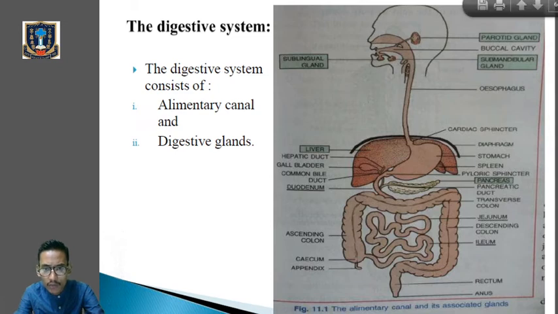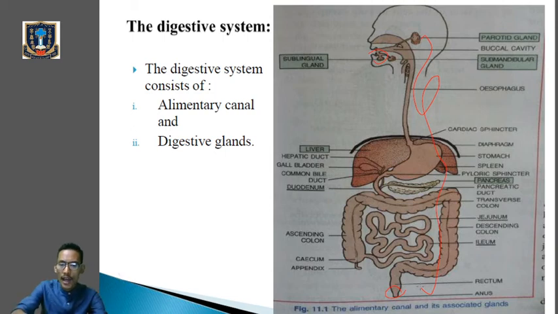Look over here. This is the mouth part, right? And this is the anus part. So this entire long coiled tube structure is the alimentary canal, and in a certain part it is highly coiled. Can you see this coiled part over here? It is highly coiled. This is mainly the small intestine. It has various regions, and each region has different structures and different functions.